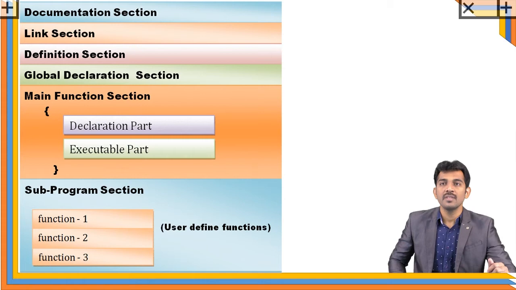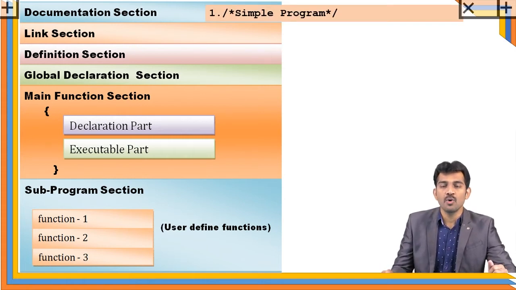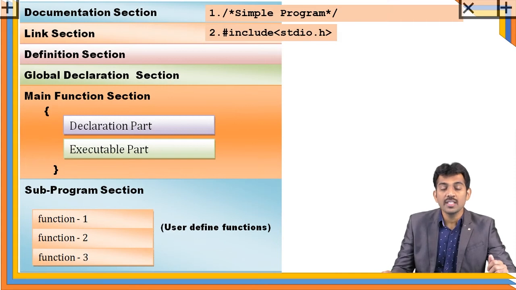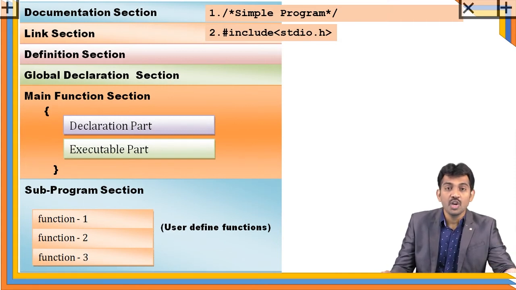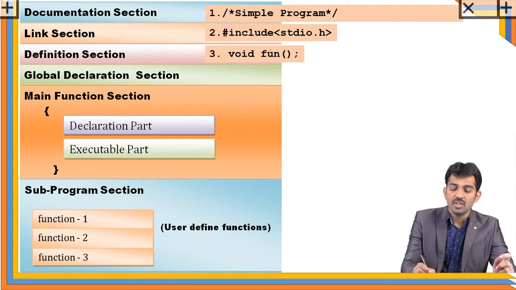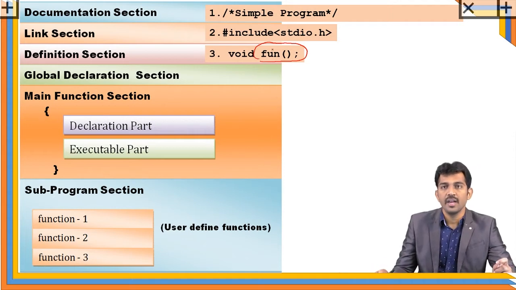Now with a small program, it is a simple program. As I said, the documentation section tells you what the program is, what you are going to write, and what the purpose of the program is. Next, the linking section. Are any libraries required for the program? All the libraries are included in the linking section. Next, definition. Are you going to use any functions here? For example, if I am using a function fun, that is the definition I need to represent here.